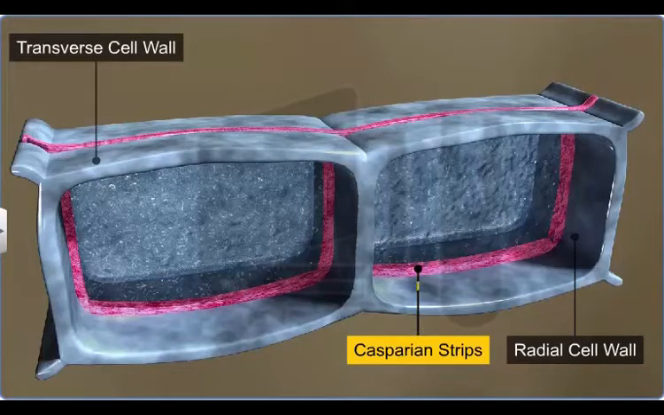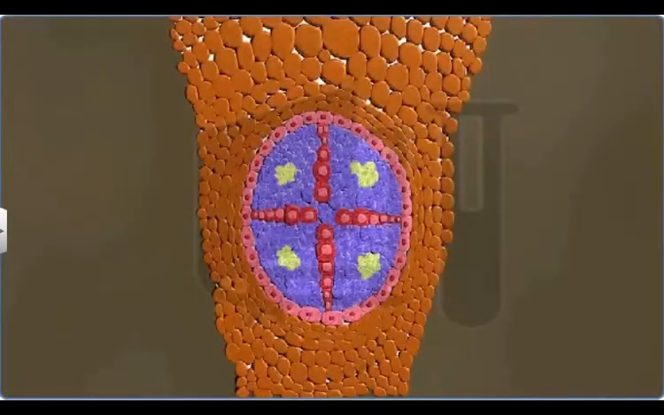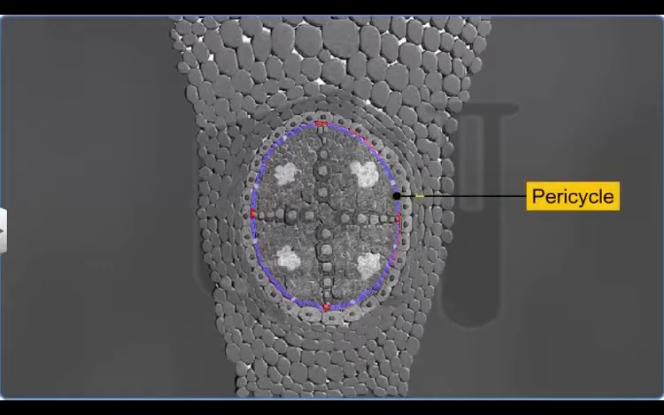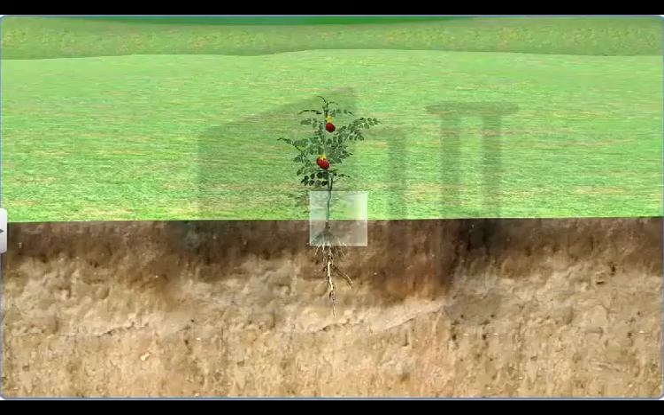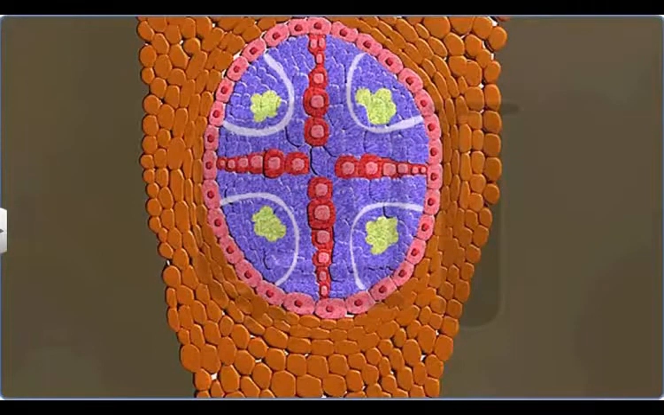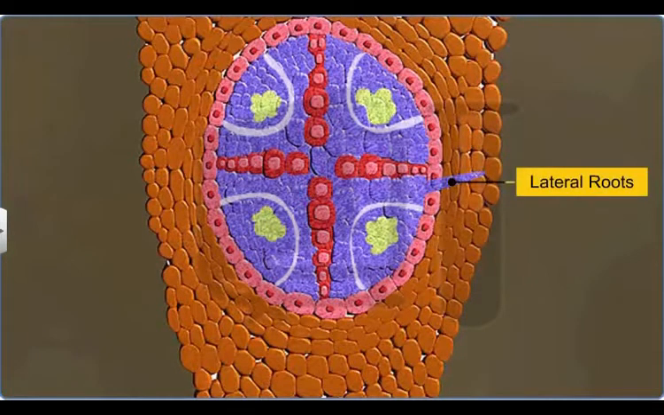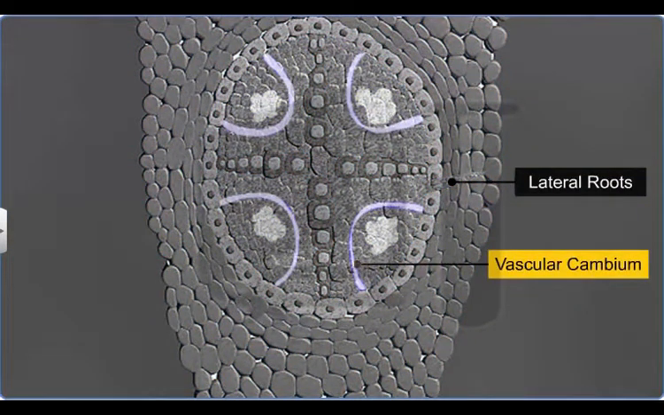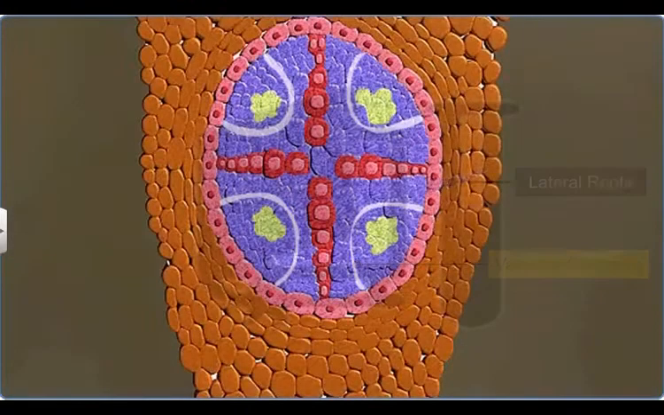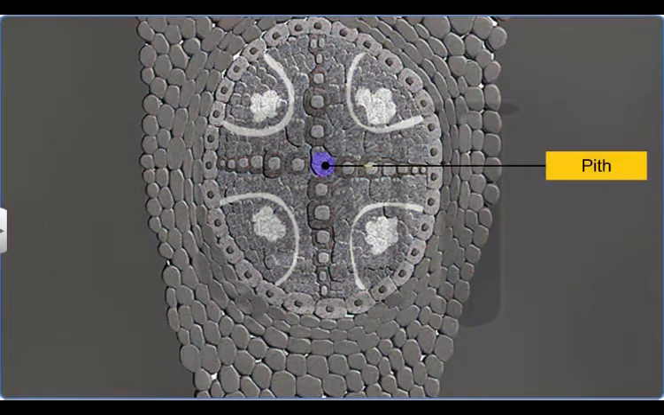Going back to the transverse section of the dicot root, after the endodermis, a few layers of thick-walled parenchymatous cells are present in the tissue. This is known as the pericycle. Secondary growth, such as initiation of lateral roots and vascular cambium, takes place in the cells of the pericycle. Notice that the pith in the tissue of the dicot root is extremely small and undeveloped.